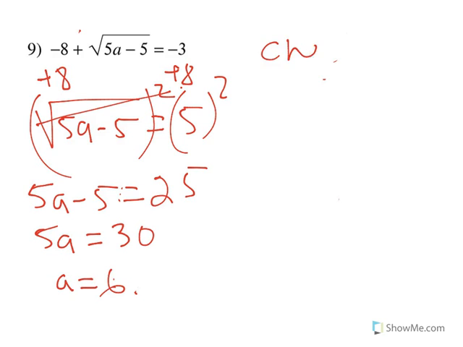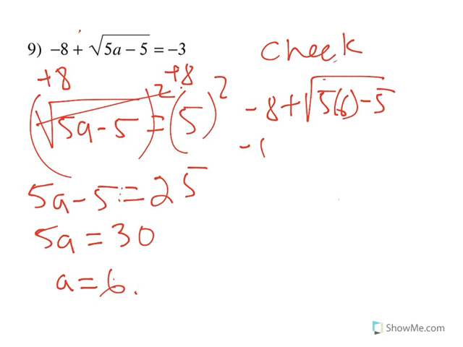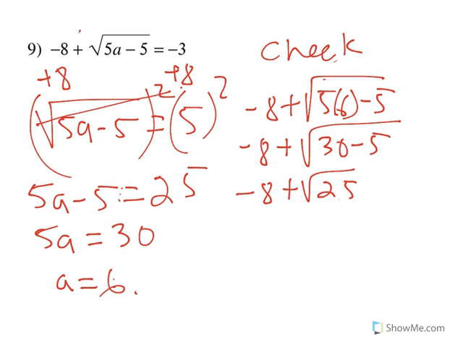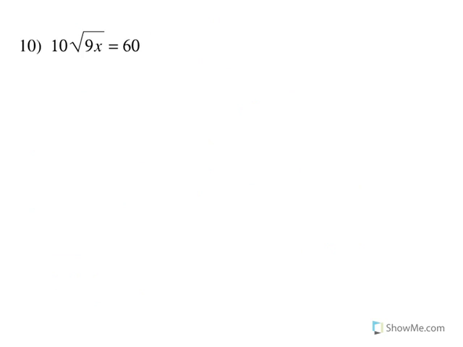Let's check our work to see if it worked this time. We have negative 8 plus the square root of 5 times 6 minus 5. So negative 8 plus the square root of 30 minus 5, so negative 8 plus the square root of 25. Negative 8 plus 5 gives us negative 3, which is the same as the original. So in this case, it works out.